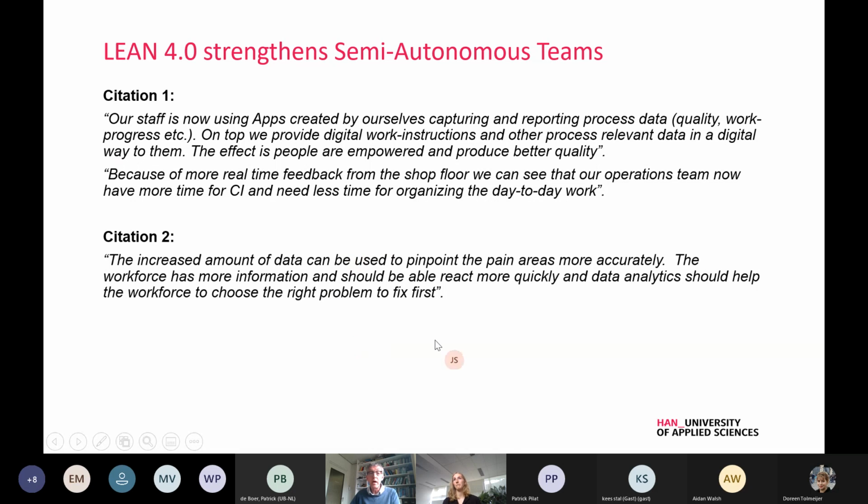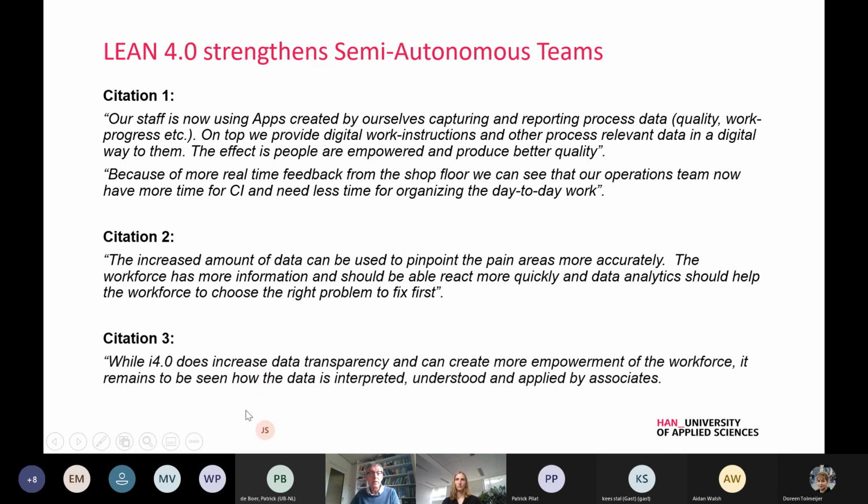And citation two, the problems are pinpointed earlier within the group. Workflow has more information, should be able to react more quickly. Also, the communication to a quality department is quicker and easier, so they are more quickly supported by other departments. And data analytics should help the workforce to choose the right problem to fix first. Here you see data transparency. It creates more empowerment of the workforce.